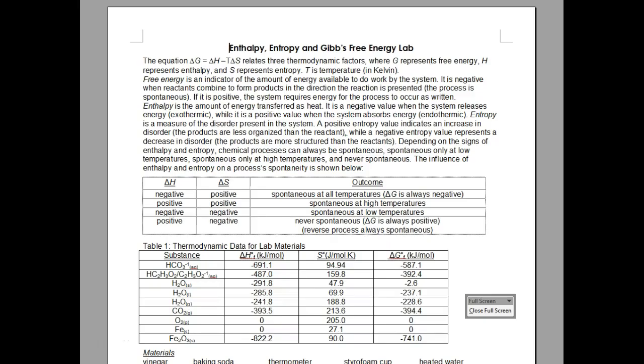Enthalpy is your heat transferred. It's negative when you are releasing heat, exothermic. It's positive when you're absorbing heat, it's endothermic.